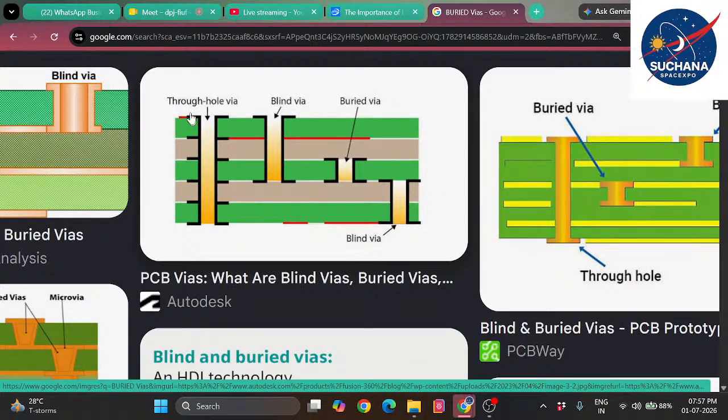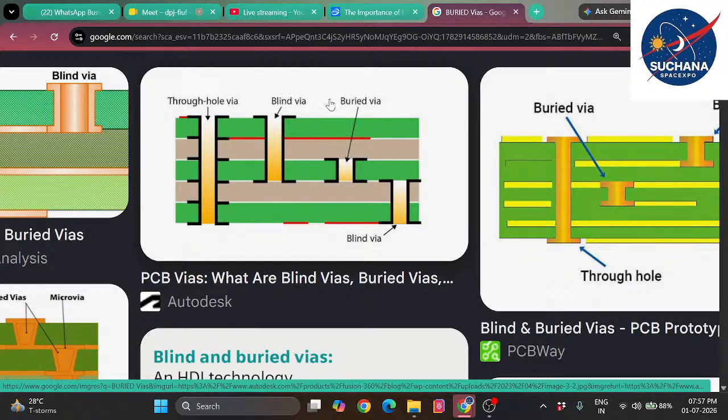So this is the through hole via. Through hole means it passes through the entire board. These through hole vias can be of two types: one is the plated through hole and the other is the non-plated through hole.